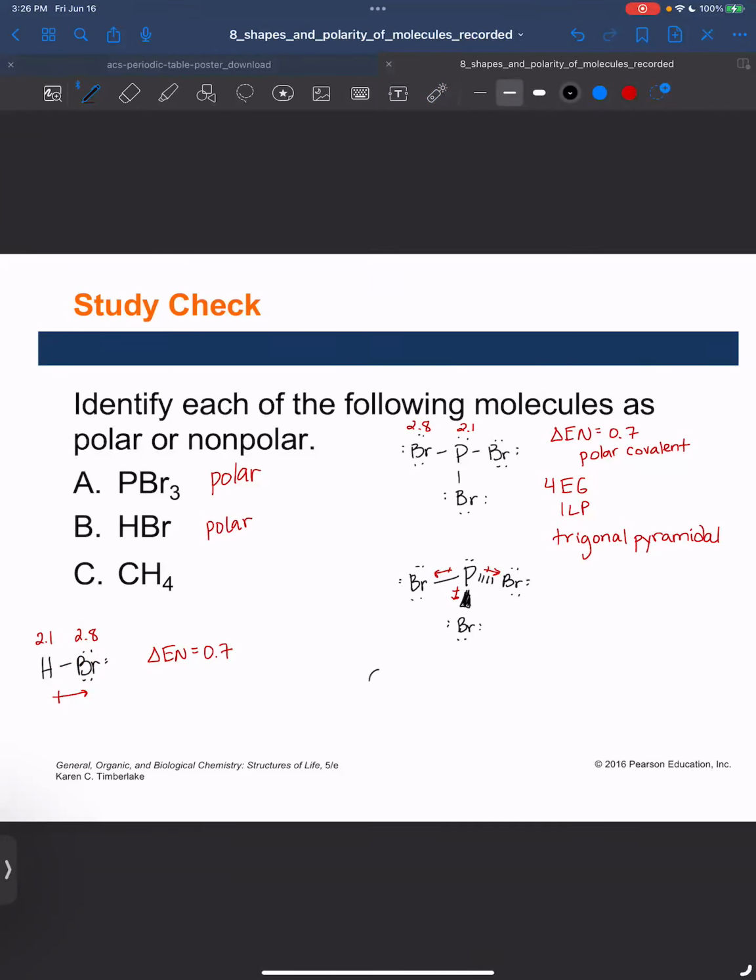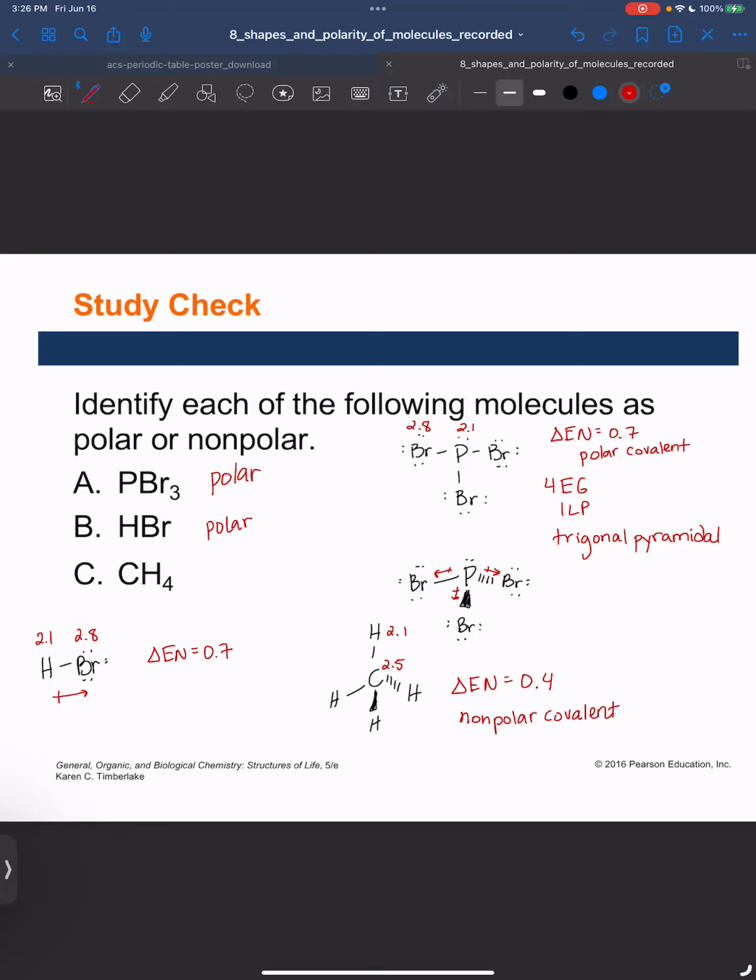Methane, CH4, we've already determined to be tetrahedral in geometry, but let's look at the carbon-hydrogen bond just to see if it's even polar covalent. So carbon's electronegativity value is 2.5 and hydrogen is 2.1. That's an electronegativity difference of 0.4. And we said anything between 0 and 0.4 is considered non-polar covalent.